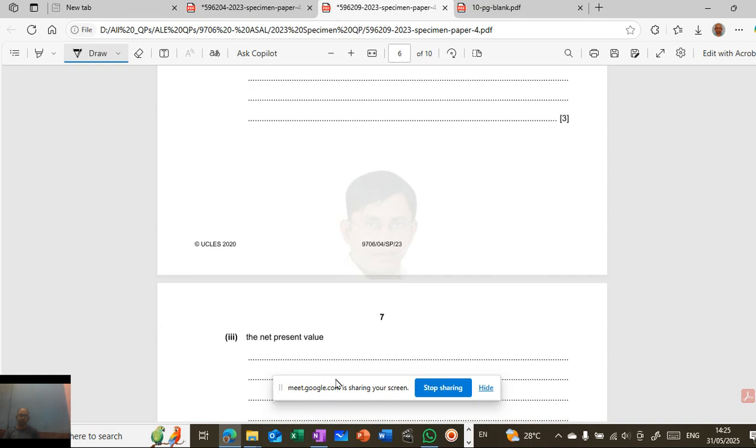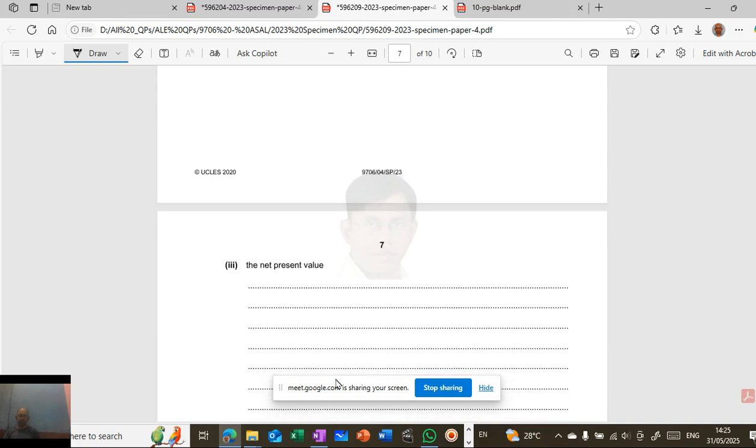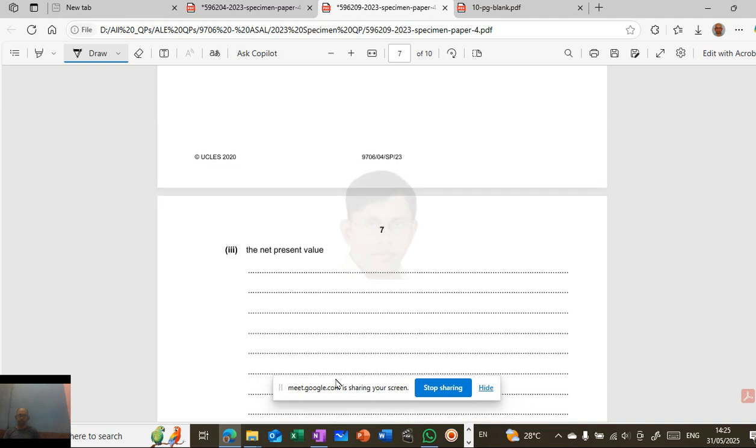Net present value. How do you calculate net present value? You take the net cash flow, then the discounting factor, and then you get the discounted cash flow. Can you try? Years 0, 1, 2, 3, 4. So first you have to take the net cash flow.